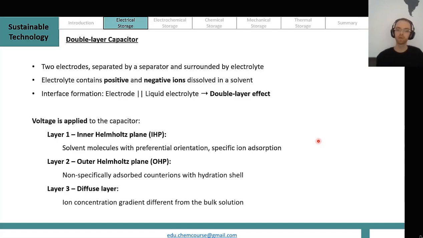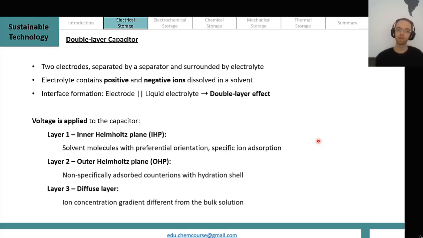So what you will get is you will create a so-called interface, which is basically just a contact area between your electrode and your liquid electrolyte. And exactly at this contact area, you will observe something called the double layer effect. How does this double layer effect express itself? Well, let's first go through it theoretically.